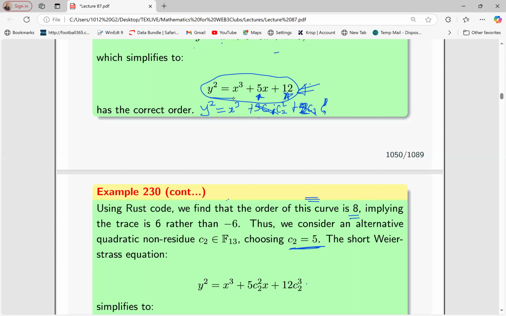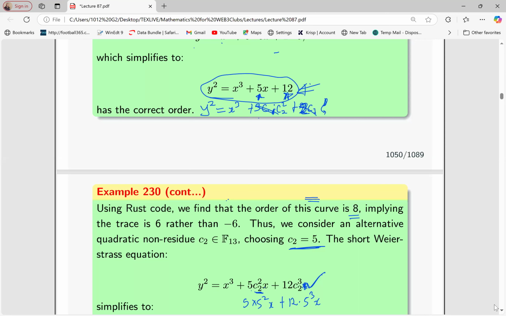So this is what I'm referring to. When you multiply this by 5 squared, this will be 5 times 5 squared, x, and this will be 12 times 5 cubed. There's supposed to be an x here? No, this is not x, this is a constant. This is a constant, but this one has x. Now just multiply that.